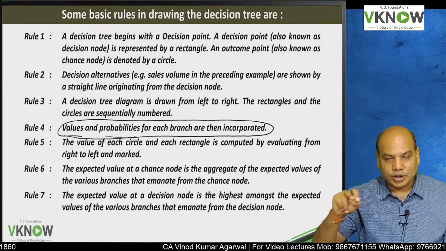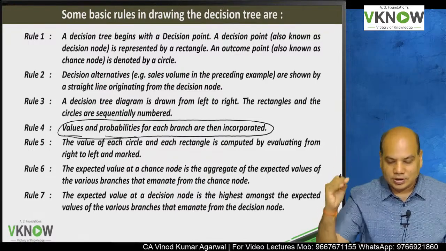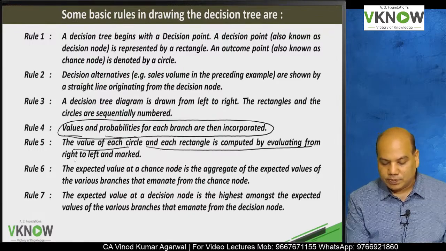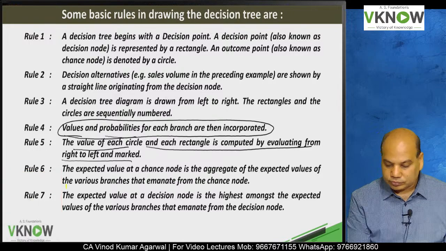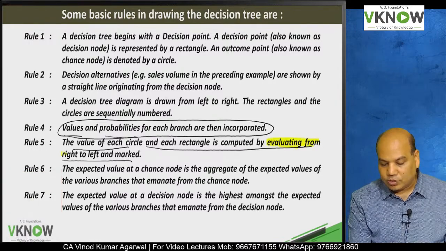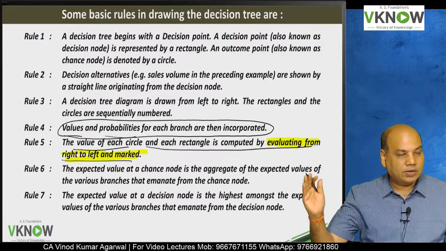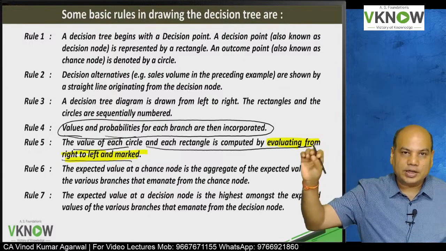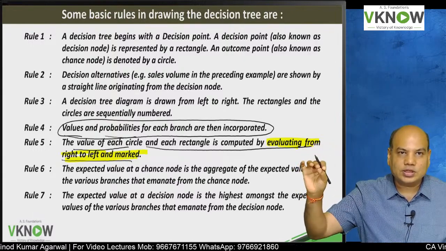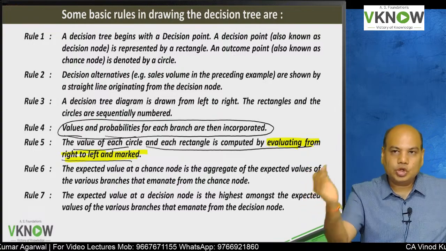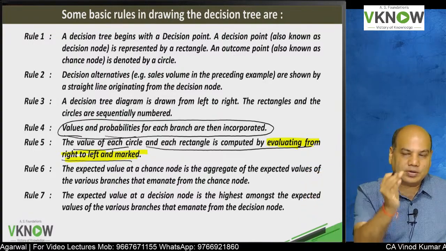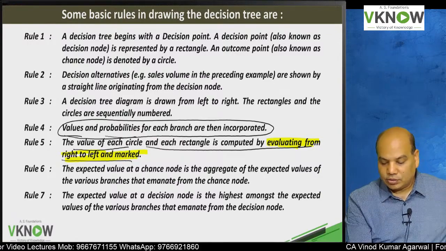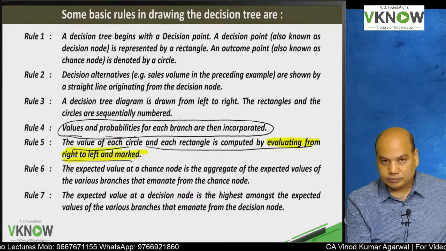Like we have done, 0.2, 0.4, 0.4, he will get 2 lakh, 4 lakh, 7 lakh. Next, the value of each circle and each rectangle is computed by evaluating from right to left. Evaluation will be done from right to left. That means the rightmost circle or rightmost decision node will be valued first. You will move backward till you reach D1, decision node 1. So that is how evaluation will be done.